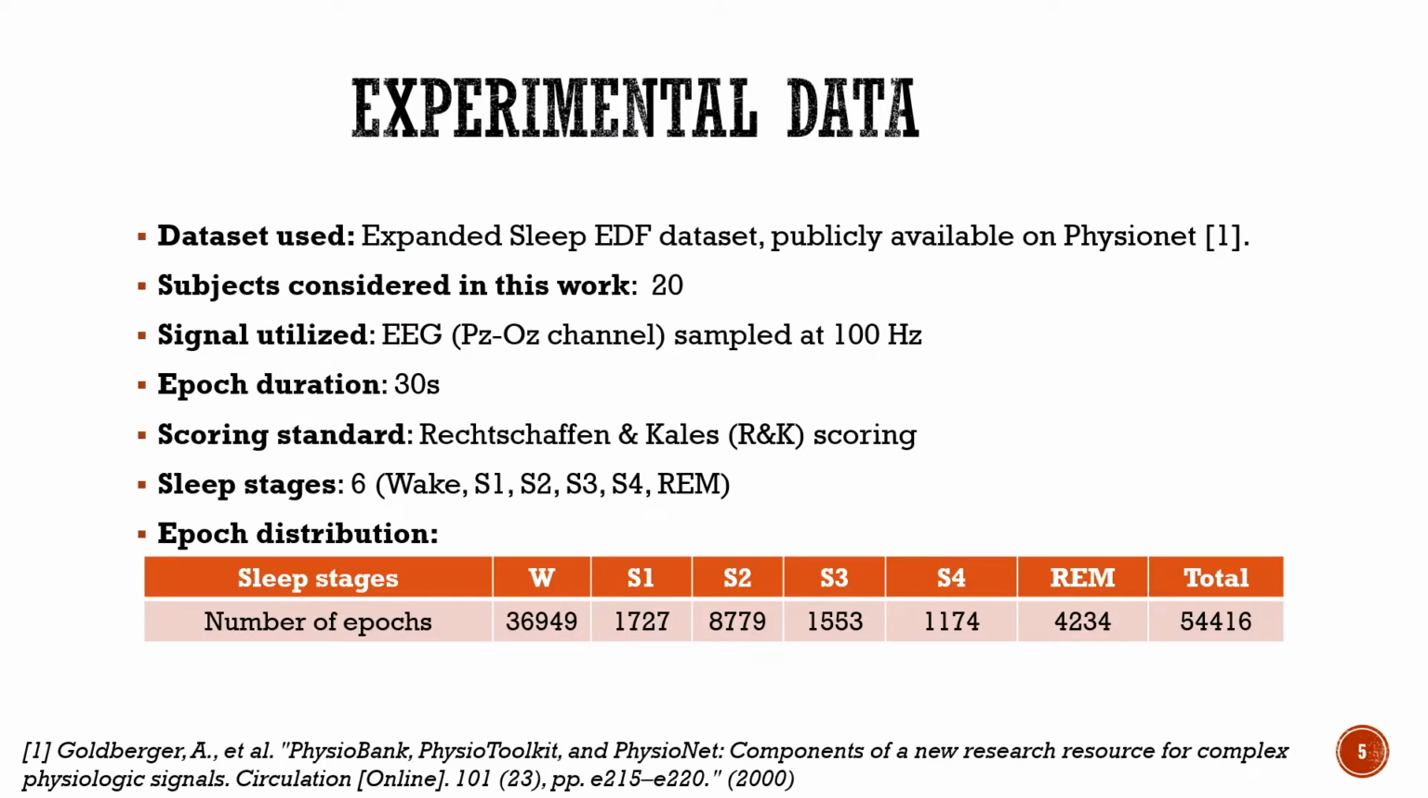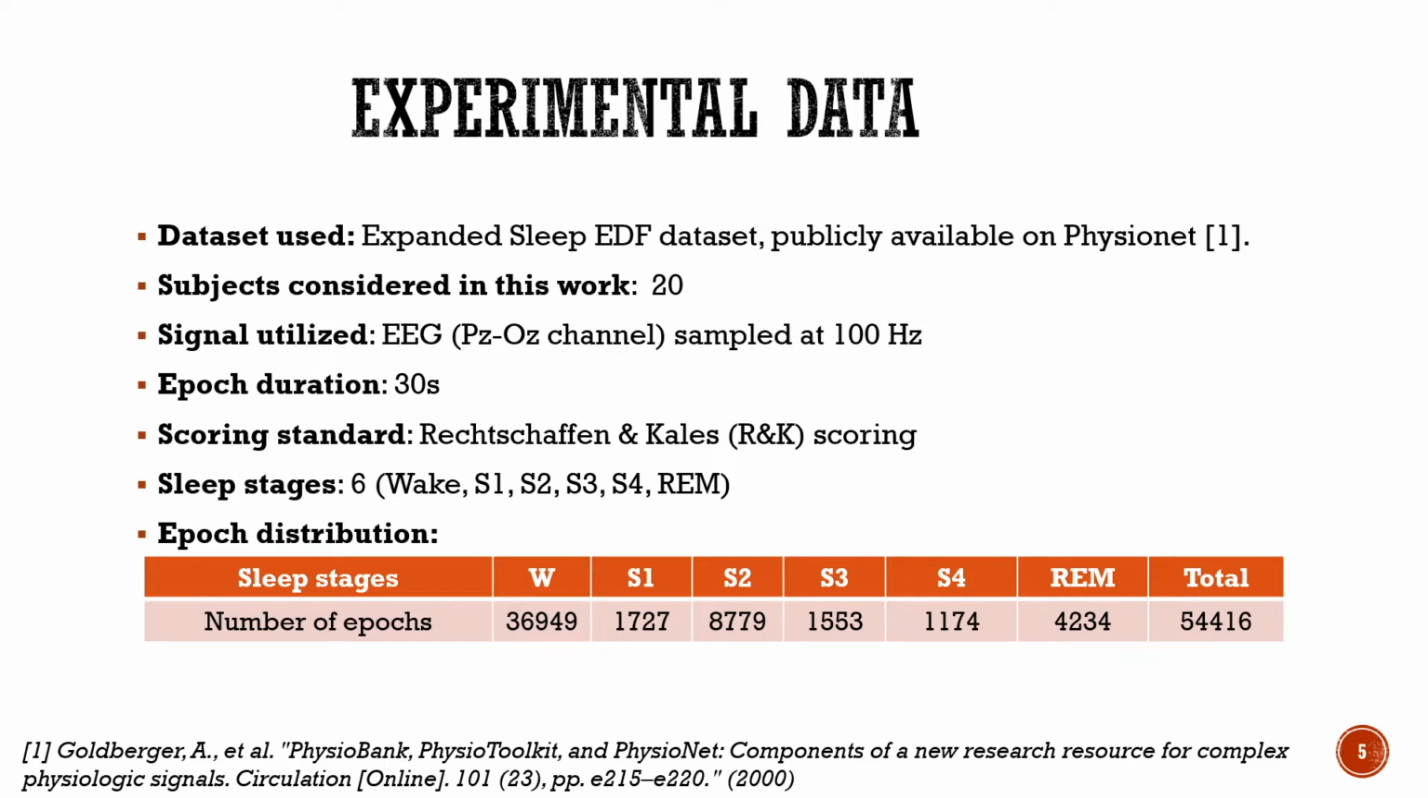Now this gives an idea of the dataset that we have used in this work. So we have used expanded Sleep-EDF dataset which is publicly available on PhysioNet. We have considered 20 subjects and we have used Pz-Oz EEG channel. So there are 2 EEG channels and 1 EOG channel in this dataset. However, we have utilized only one EEG which is Pz-Oz. Fpz-Cz is another EEG channel, but the performance of Pz-Oz is way better than the Fpz-Cz channel, and therefore we have used only this channel.